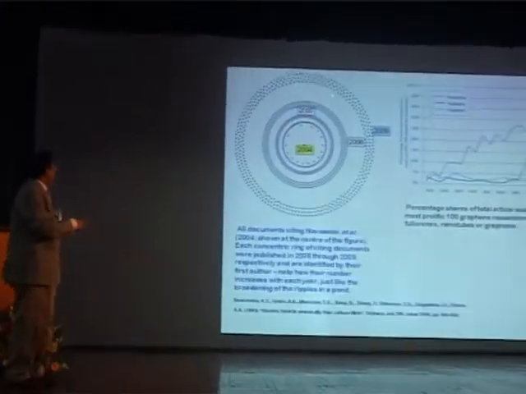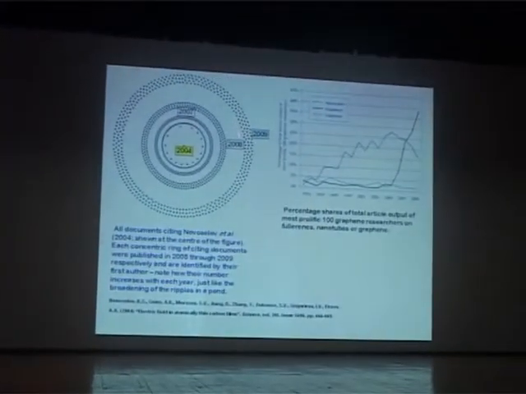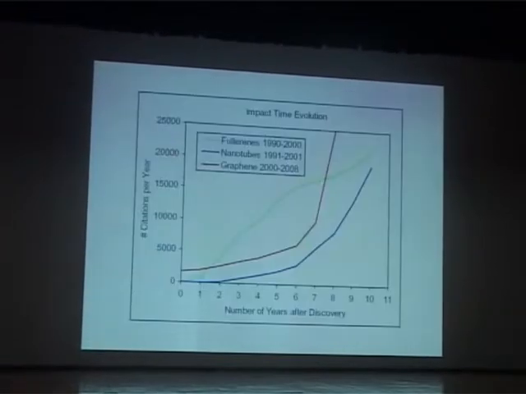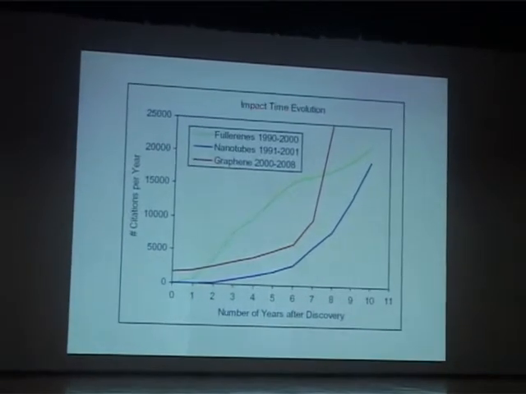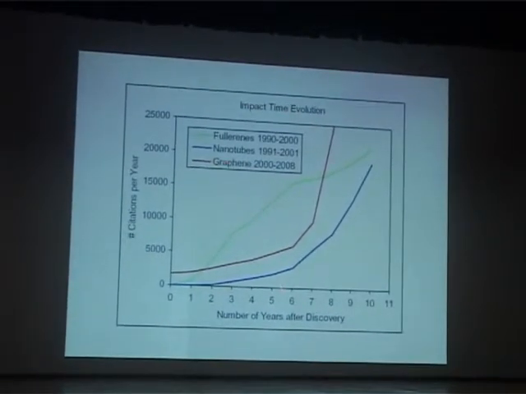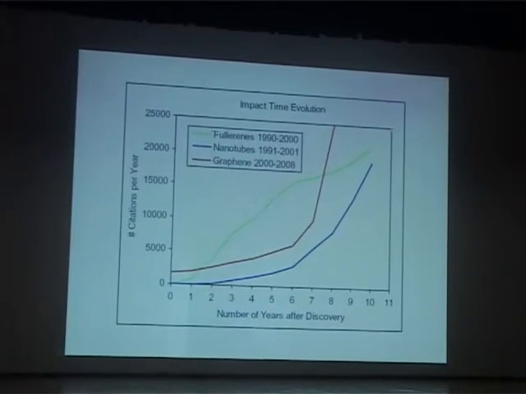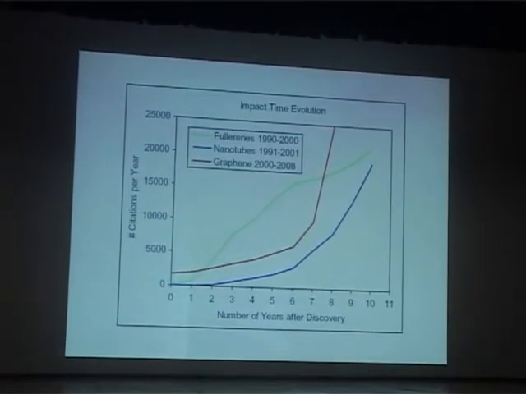And you can see these are the dots which are appearing each year. It is growing like almost a huge wave. And the impact time evolution, if you see, from the year of discovery, graphene is way up as compared to fullerenes and nanotubes. Started very late, but this exciting physics and possible applications make it go.